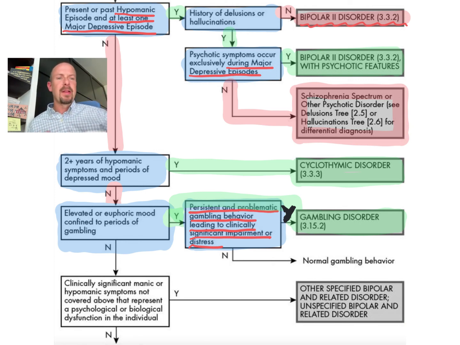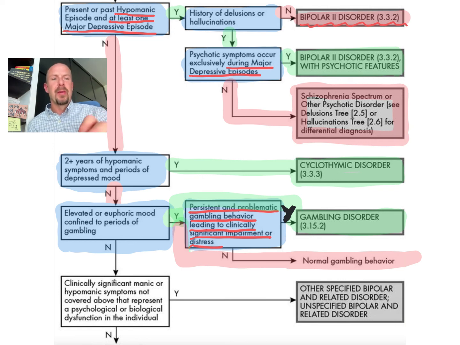If not, if the elevated euphoric mood is confined to periods of gambling, however, it's not persistent and problematic, and it's not leading to clinically significant distress, then we follow the pathway down here to no, which is normal gambling behavior.